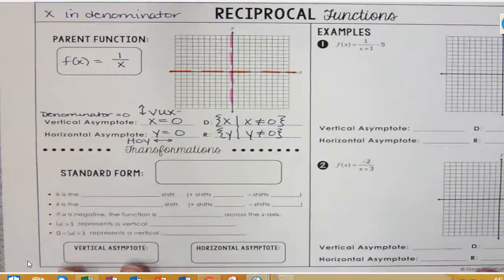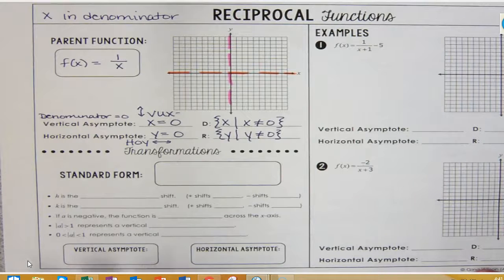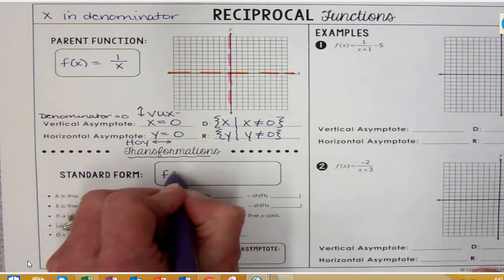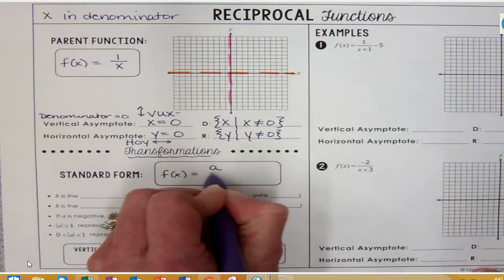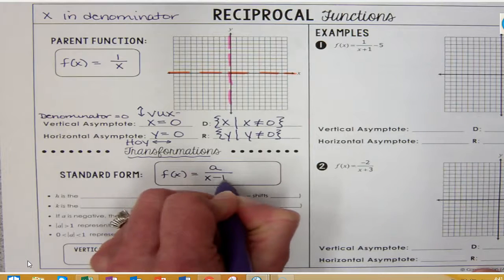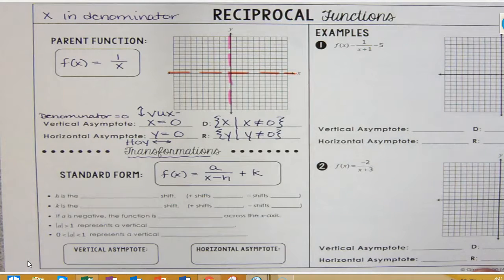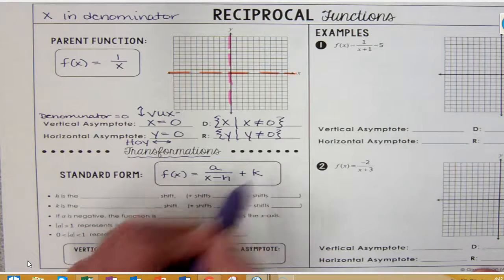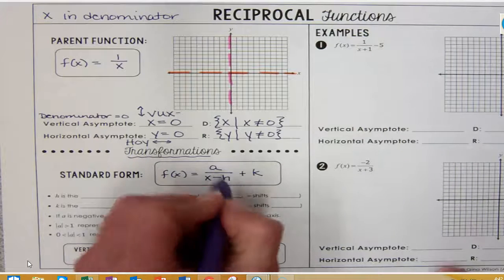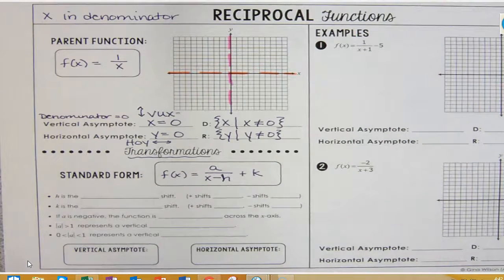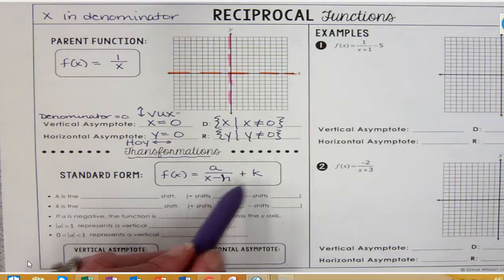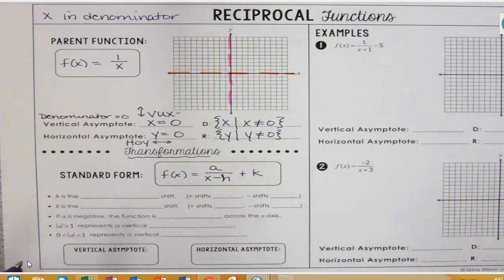Now, when we talked about this, we were able to put this reciprocal function into a standard form that was very familiar with our transformations. That formula was a over x minus h plus k. And we knew that a, h and k are not letters, they are not numbers, they just sub in for numbers. When a is no longer 1, or when h is no longer 0, or k is no longer 0, it makes the graph change.